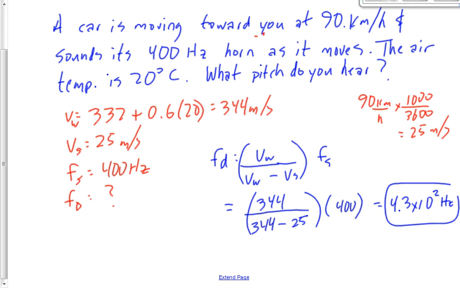So if you get a Doppler effect question, which odds are you will on your test, the speed of the wave must be greater than the speed of the source every time. Not almost every time, but every time. Okay?